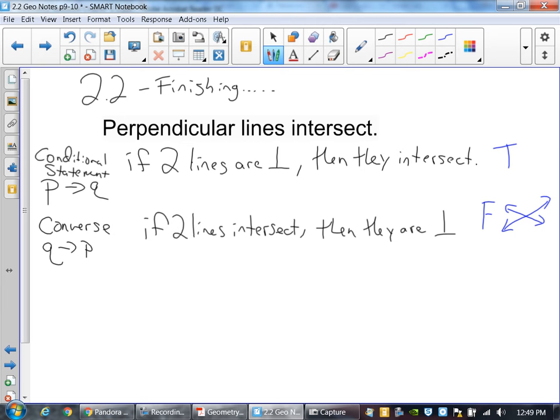So, conditional, P implies Q. Converse, flip it. Q implies P. The next one is what we call an inverse. And in the inverse, you have to do what's called negation. You have to negate. Basically, negate is a fancy word for saying not. So what we do is we put the word not into the conditional statement.